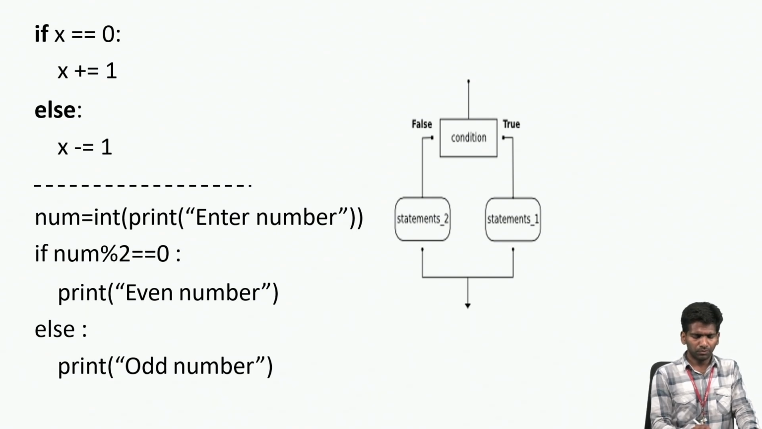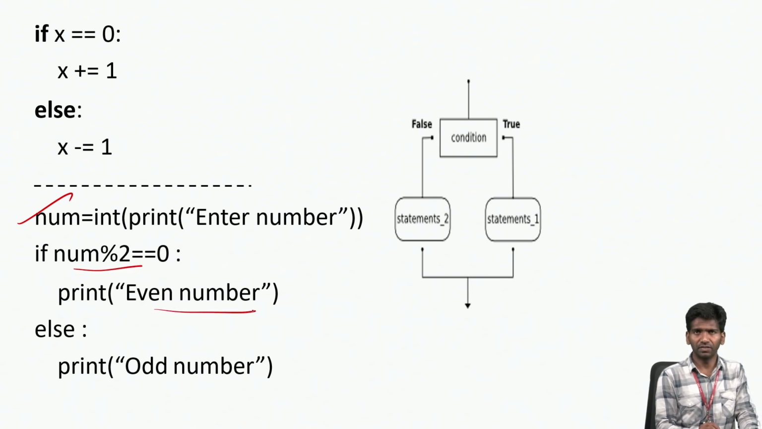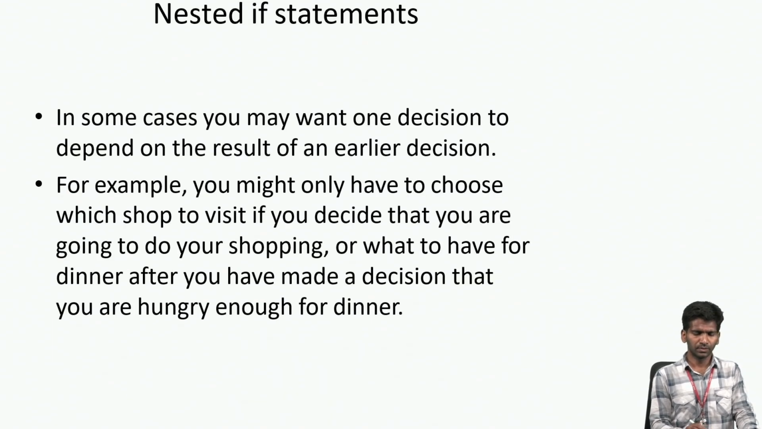See, this is the example. Even or odd: you are taking an input. If the number divided by 2 leaves no remainder, then we call it an even number, else it is an odd number. This is the best example for simple if else.